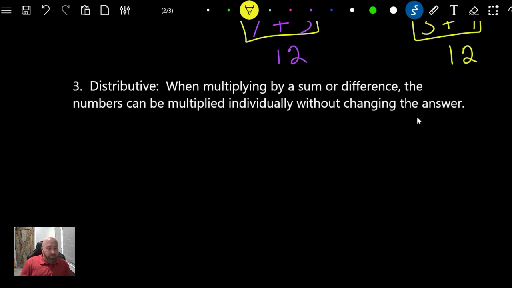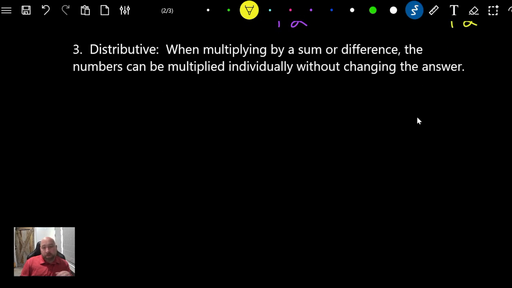All right, distributive property. This is probably my favorite one. I think you're going to like this. At first, you're going to be like, I don't really need this, but as we get into algebra, you're going to be like, oh, wow, I need this a lot.